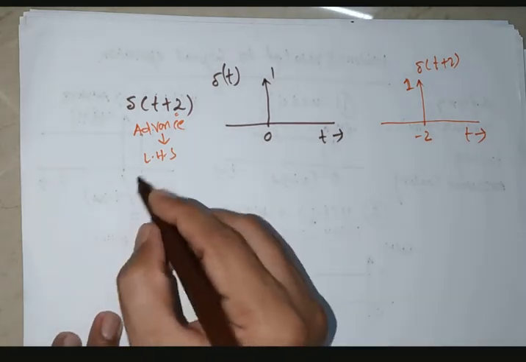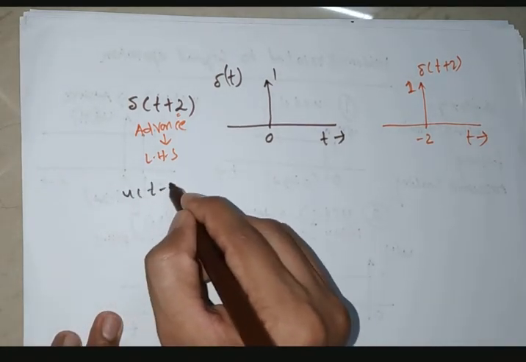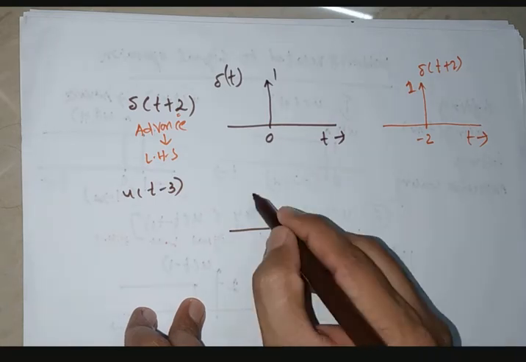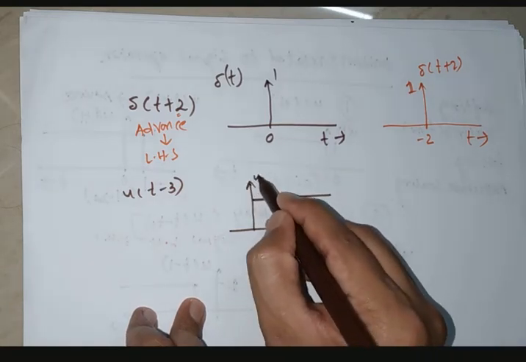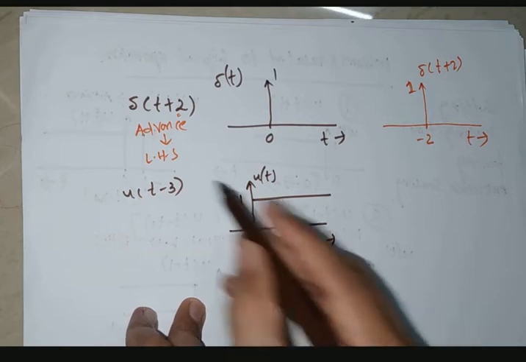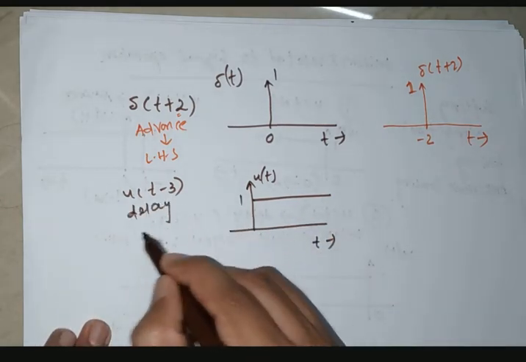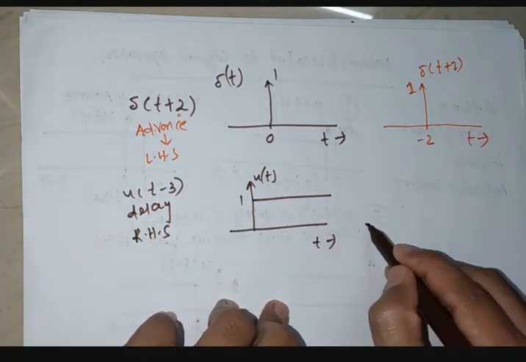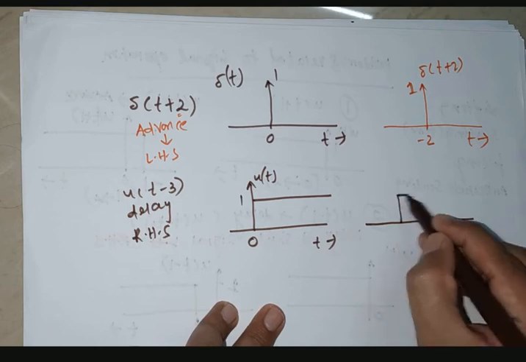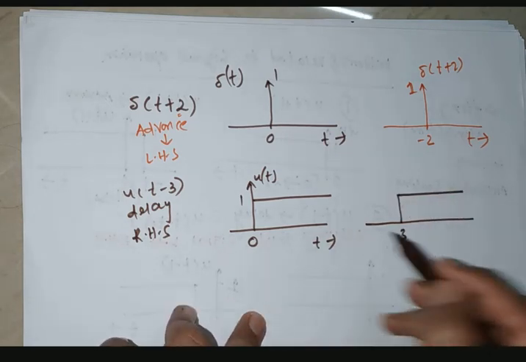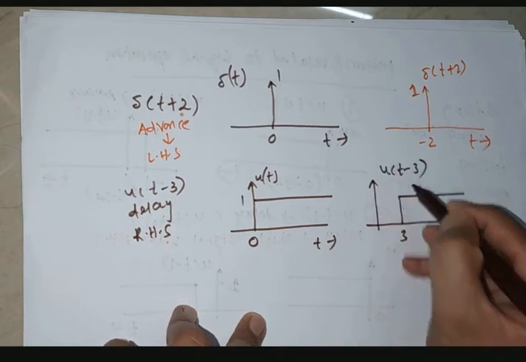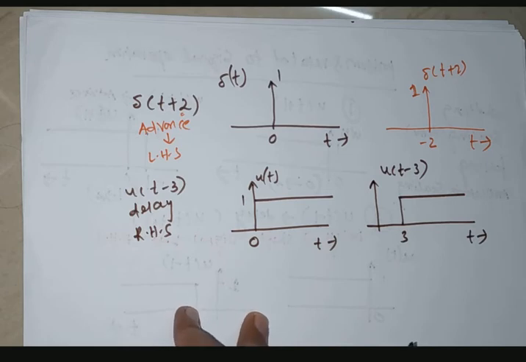Okay, if you want to find u of t minus 3, see, I am taking some random problem. Same thing, u of t minus 3. u of t minus means it is a delay. Delay means it will shift right hand side. How many units? 3 units. Now simply shift right hand side 3 units. It is 0, so 3 units means 0 plus 3. This is u of t minus 3.